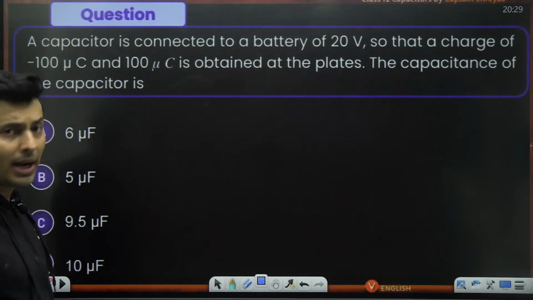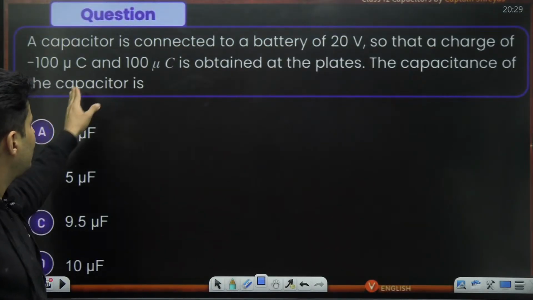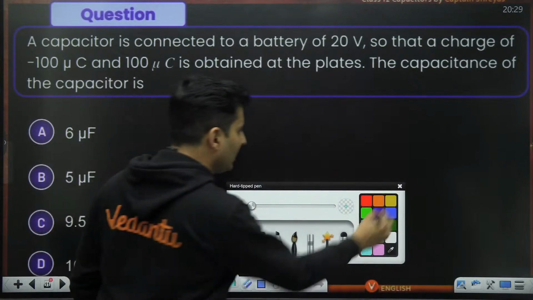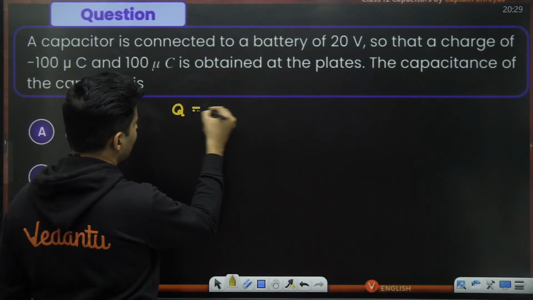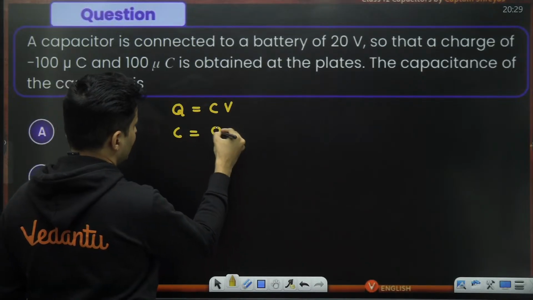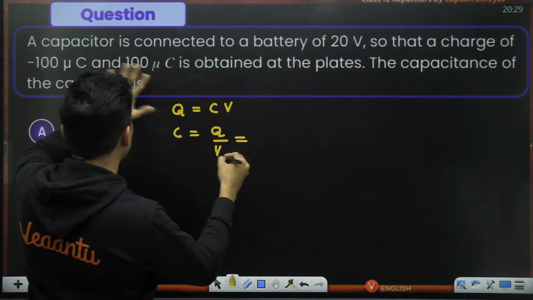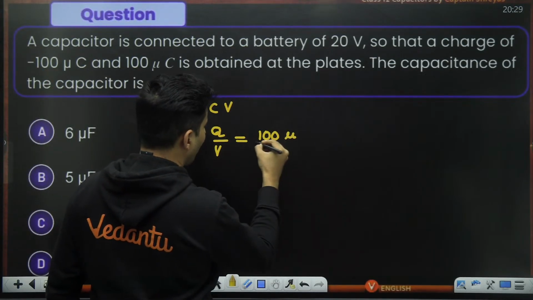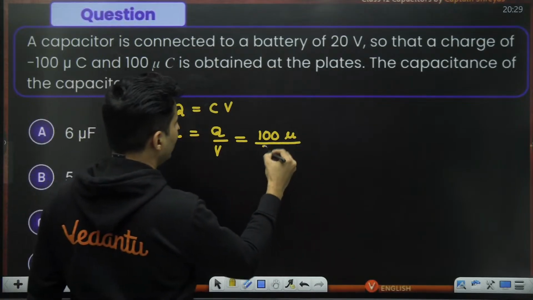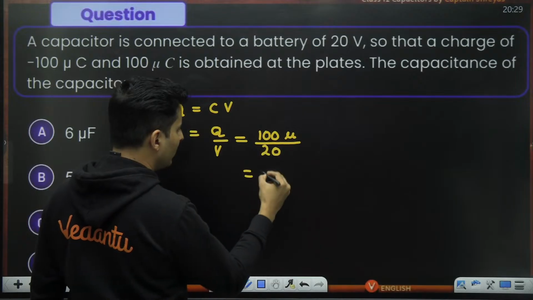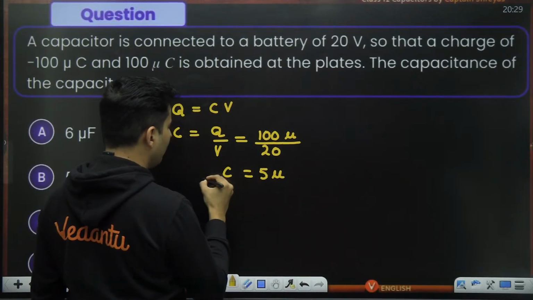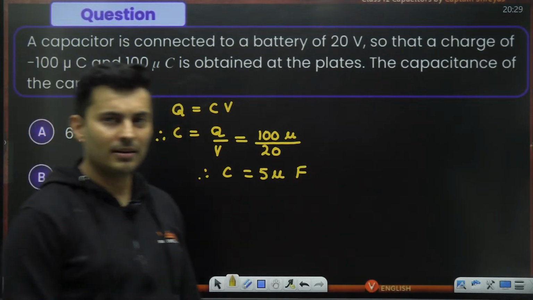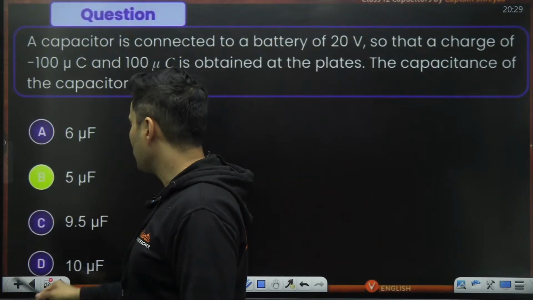A capacitor is connected to a battery so that a charge of minus 100 and plus 100 is obtained. The capacitance is how much? Okay, so we need to figure out the capacitance. We know Q is equal to C into V. So capacitance is charge by voltage. The charge, take any one of the charges, magnitude only, which is 100 microcoulomb, divided by the voltage, which is basically 20. 0 cancels, 10 by 2 is 5, so it will be 5 micro. But remember that capacitance is always in farad, so 5 microfarad is the answer, which is option B.